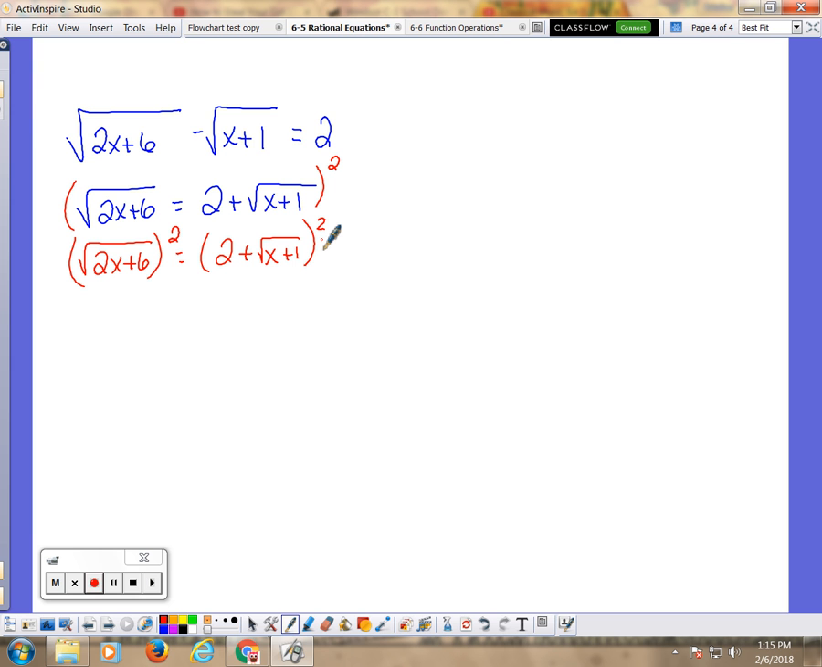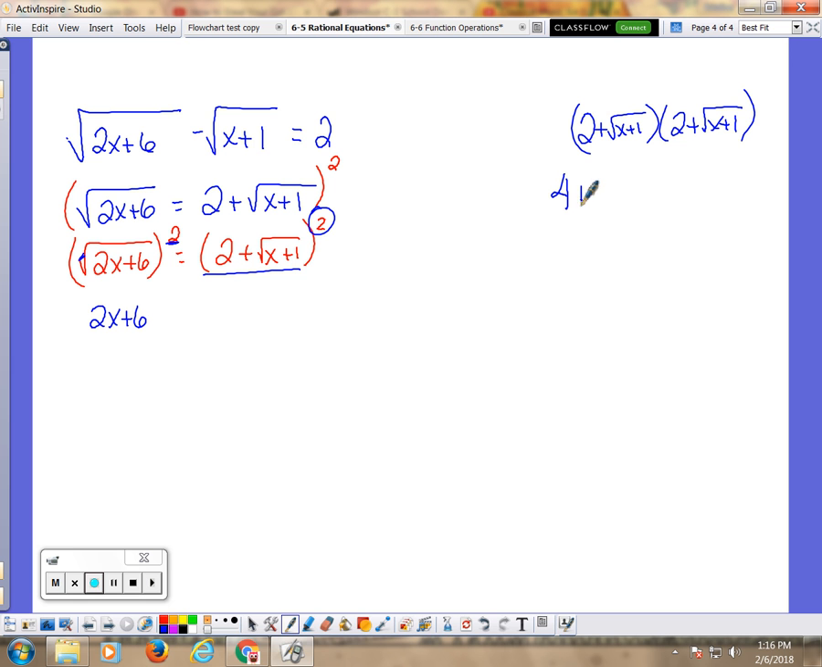Looks like that. So in the case right here, this and the radical cancel each other out, so I just get 2x plus 6. But remember over here, we're going to pretend we're on scrap paper, this becomes 2 plus the square root of x plus 1 times 2 plus the square root of x plus 1, because remember, that 2 up here says write the parenthesis 2 times. So now we're going to FOIL.